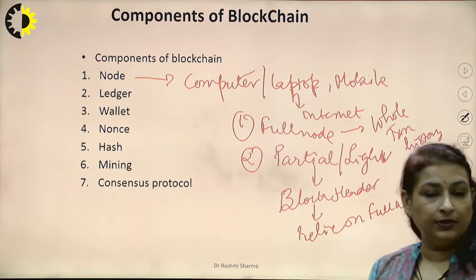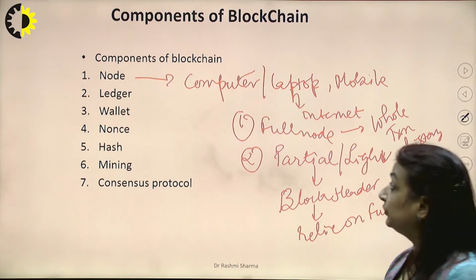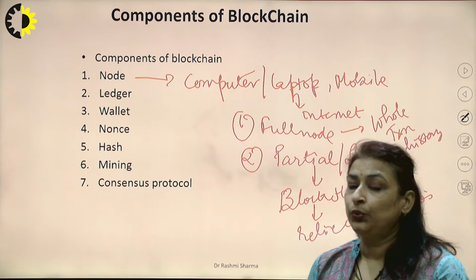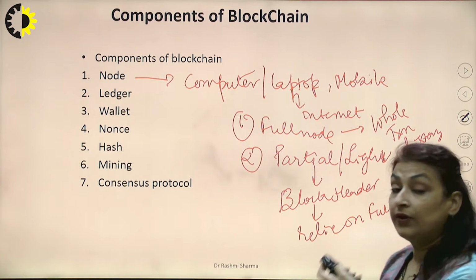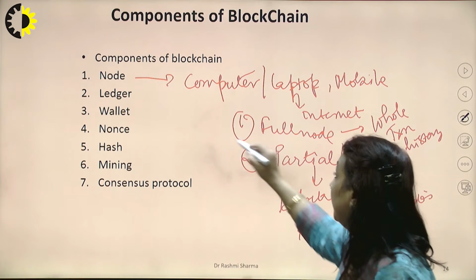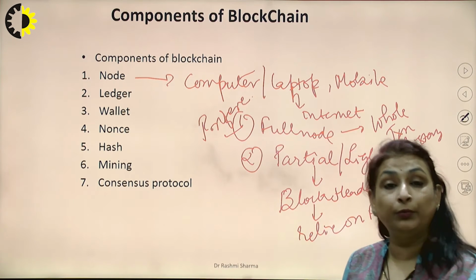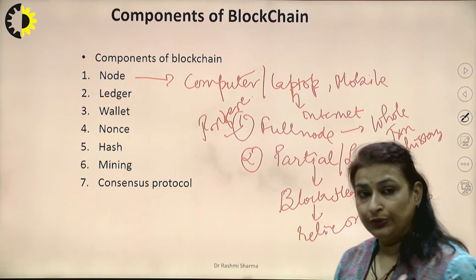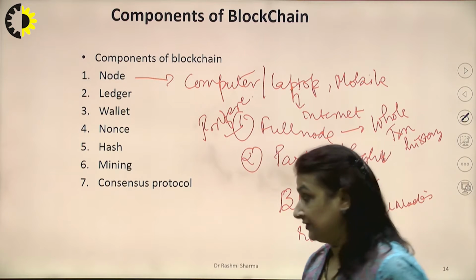So this was what we discussed in our last video, the first component, that was the node. A node is any hardware component which is connected to the internet, and there are two types: the full node and the partial or light node. We have all the transaction history in the full node, so we usually prefer full nodes. But if we have a memory shortage, then we go for a partial node, so that we can only match the block header and then verify the transactions.